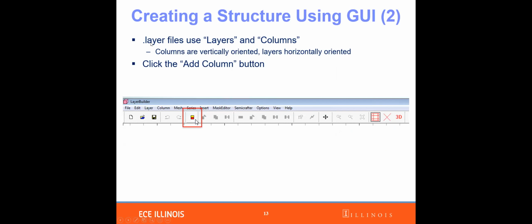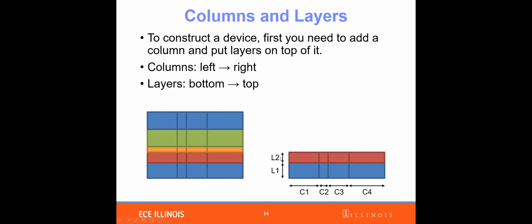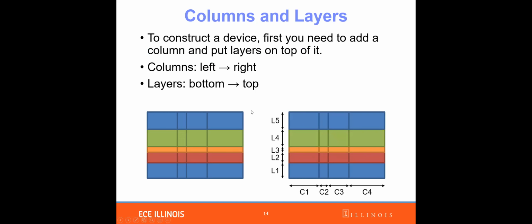Our first step is to add a column. So we added the first layer of the device. To construct a device, first we need to add a column and put layers on top of it. This is how it is labeled: if you put the first column, it's called column 1, layer 1. If you put a second column, then it would be called column 2, and column 3 and so on. If you put another layer on top of it, then it's layer 2. For example, if you want to access this block, it's called column 2 and layer 2.